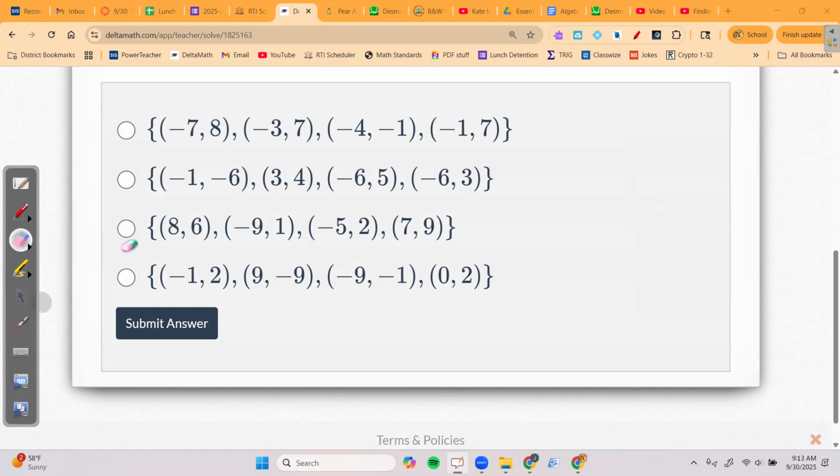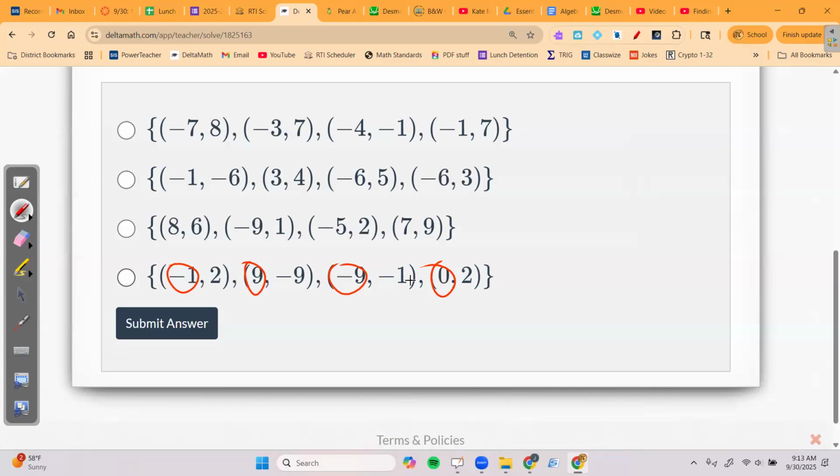The last one is a function, isn't it? The last one is a function, and I can prove it to you because look at the x coordinates on the last one. -1 goes up to 2. 9 goes down to -9. Have I circled any red numbers that are the same? No, I have not. There is a -1, a 9, a -9, and a 0. Those are all unique. Which one is it, Gunnar?